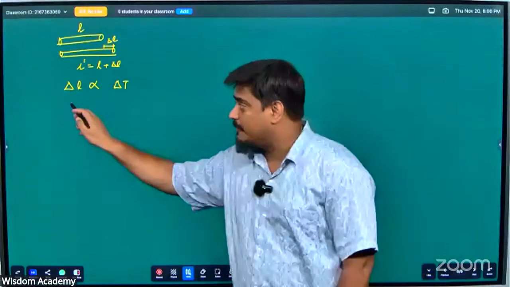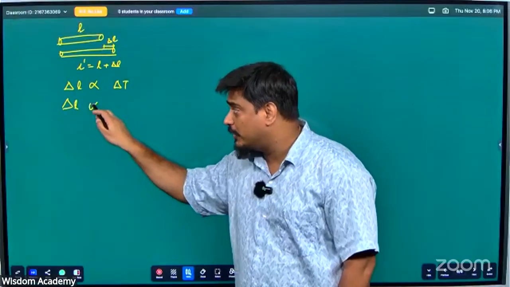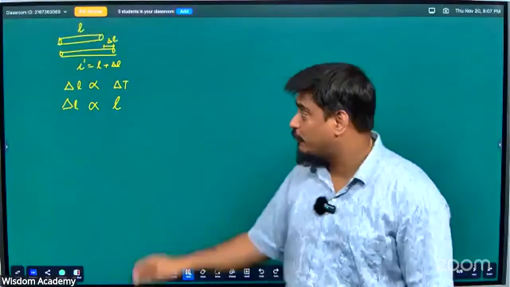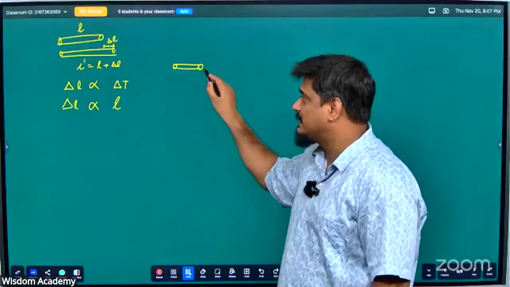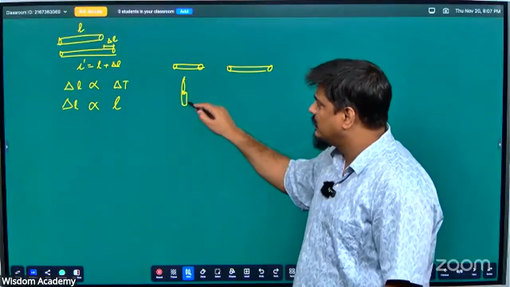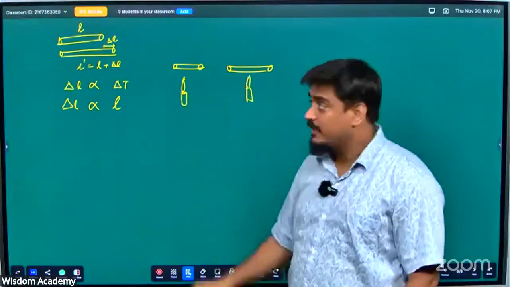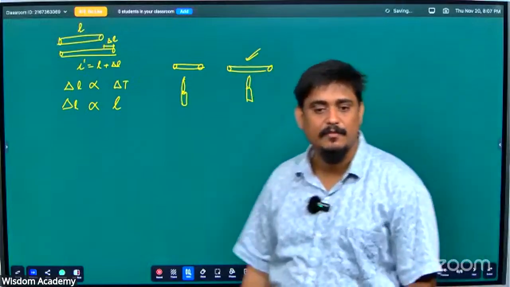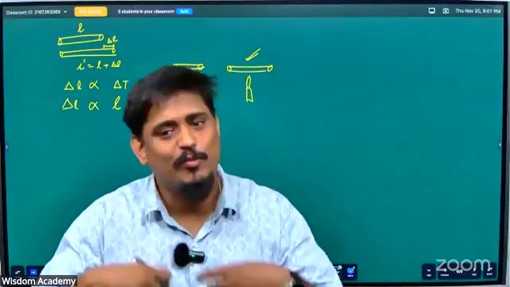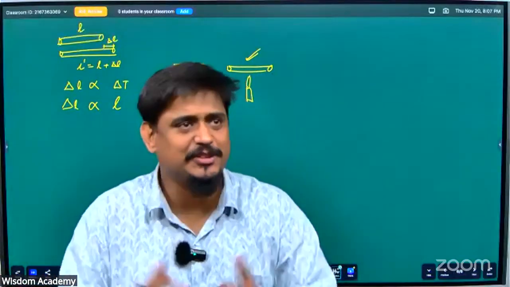At the same time, change in length also depends upon initial length. That is, if you have two rods, one rod is like this, another rod is longer. If you heat both rods for the same temperature, the longer one will have more expansion. Common sense once again. Why? A longer rod has more molecules, so more expansion. So you can see more expansion in them.